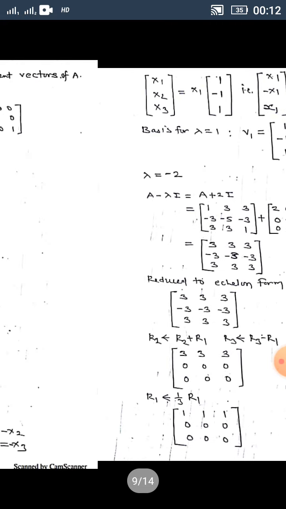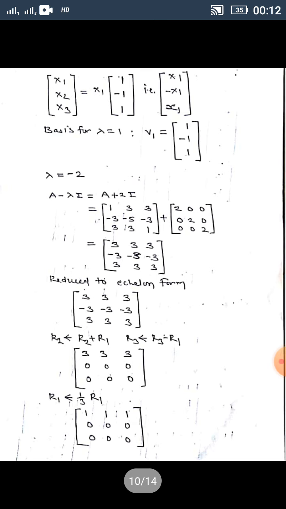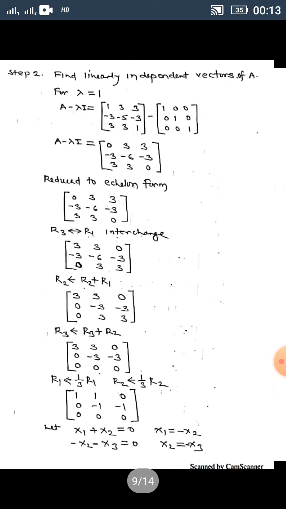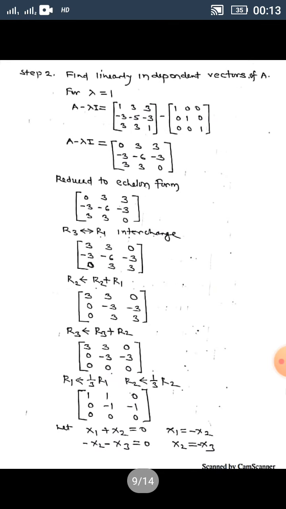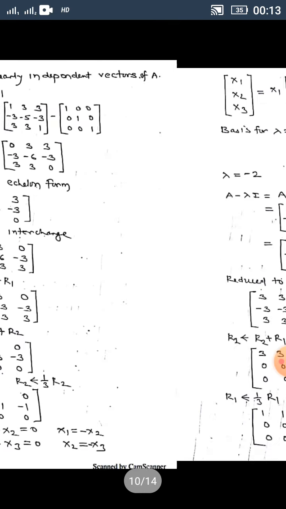Okay. So we know the unknown matrix X as x1, x2, x3. So we substitute x1 as minus x2, or x2 as minus x1. We get 1 minus 1, 1. Taking common x1. x1 we have substituted as minus x2. x2 is as it is. Okay. x3 is x1. So 1 minus 1, 1 is the vector that we have got.